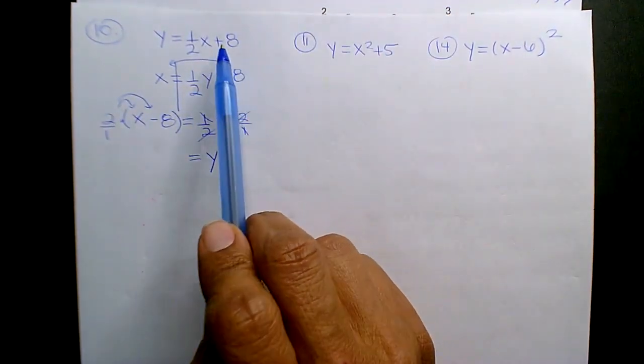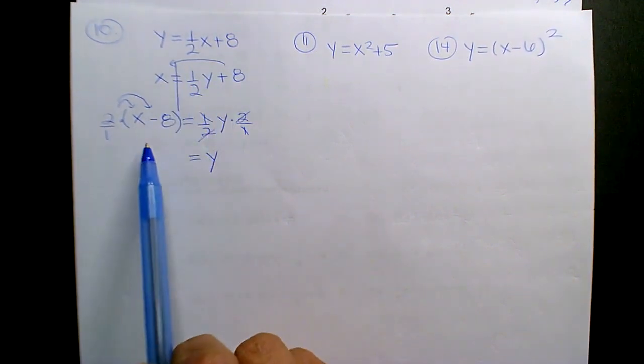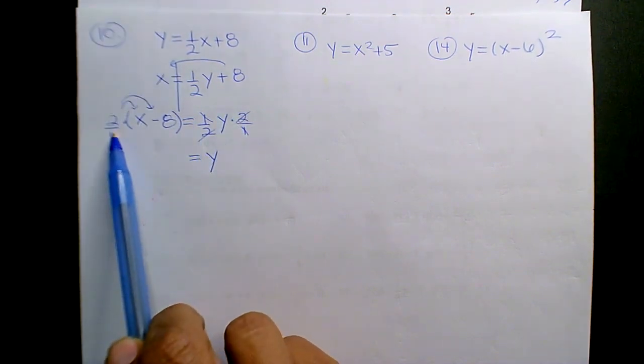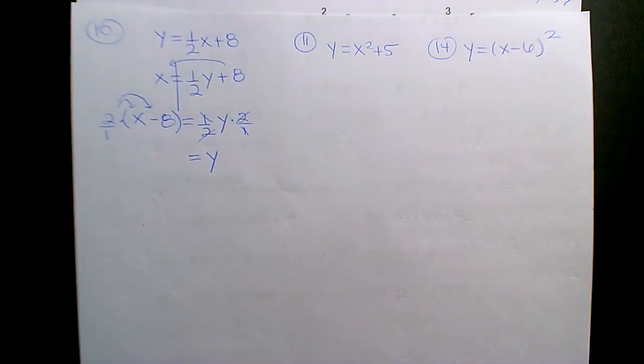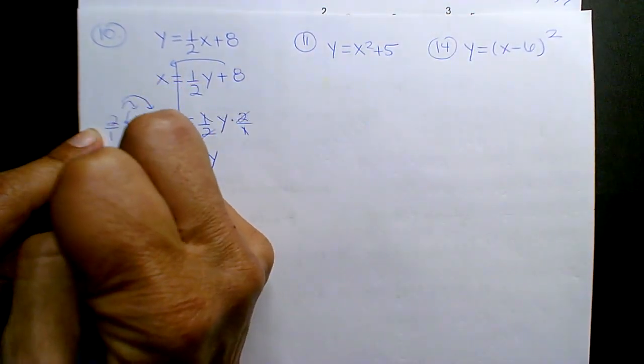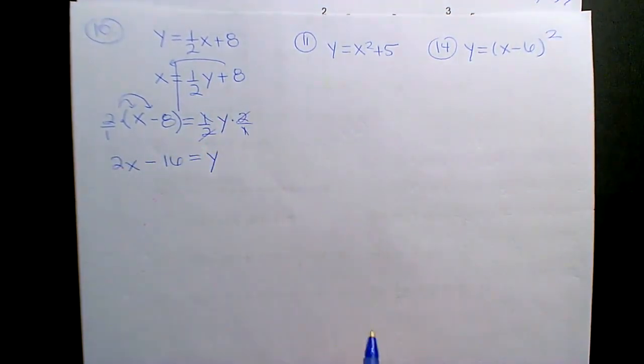Okay, so since it froze, remember, x is y is x, take the constant term over, reciprocal to 1/2, I get 2 over 1, multiply it to the right, multiply it to the left, hopefully it doesn't freeze again. Okay, and so I get 2 times x is 2x, 2 times negative 8 is negative 16. This is your inverse function.